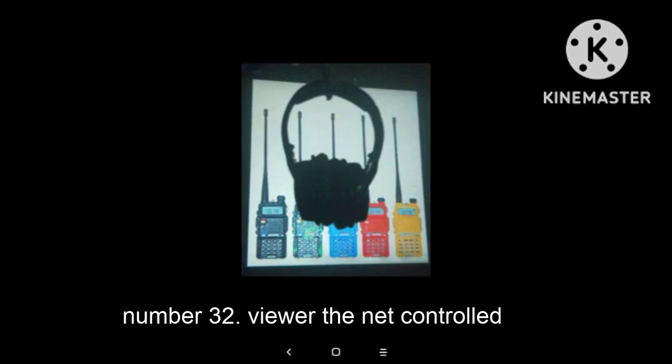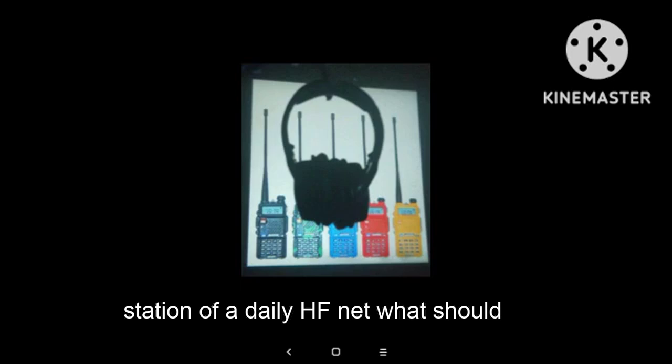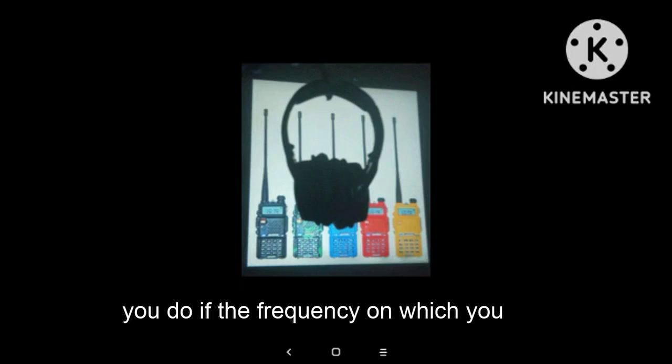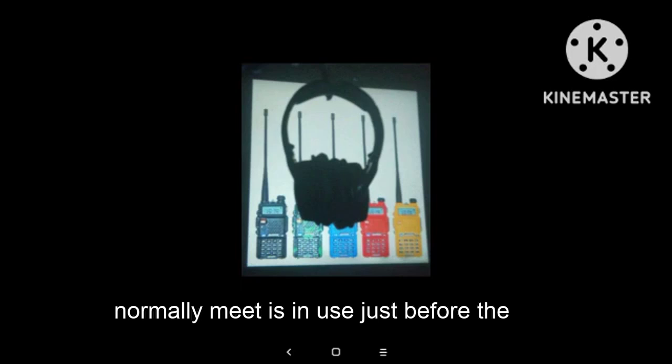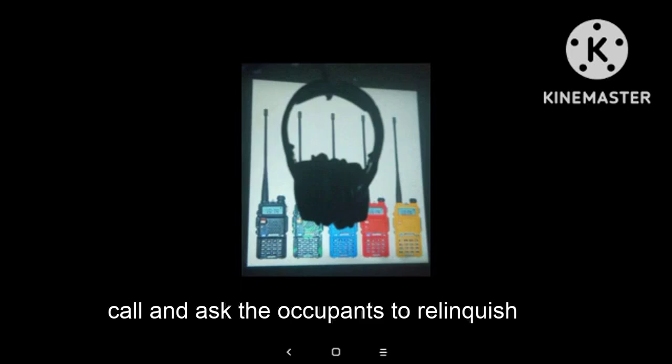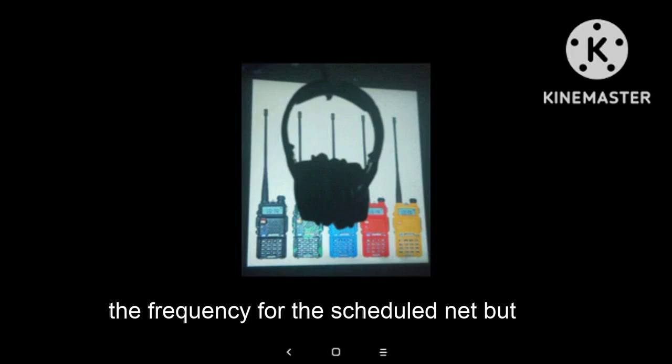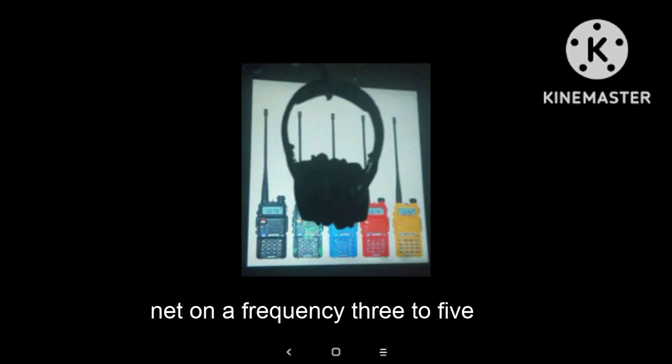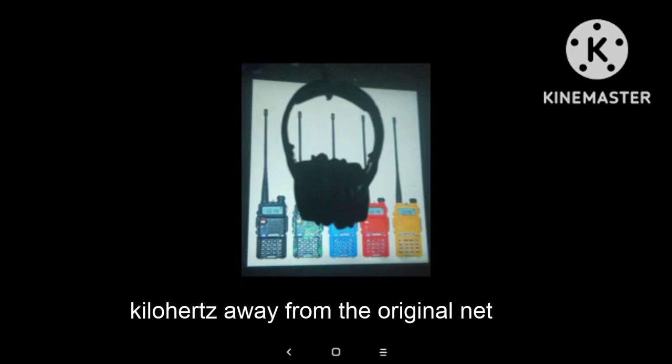Number 32. If you are the net-controlled station of a daily HF net, what should you do if the frequency on which you normally meet is in use just before the net begins? Call and ask the occupants to relinquish the frequency for the scheduled net, but if they are not agreeable, conduct the net on a frequency 3 to 5 kHz away from the original net frequency.